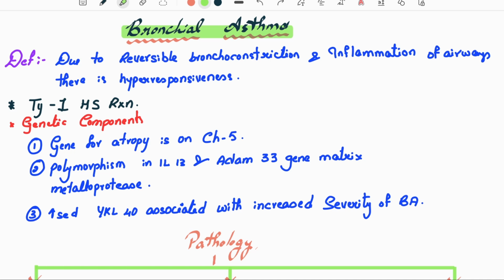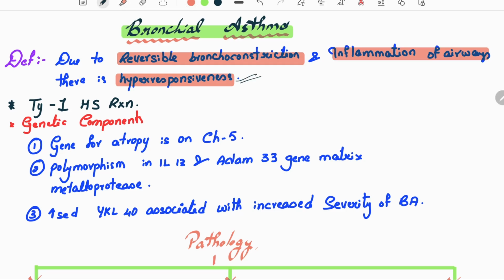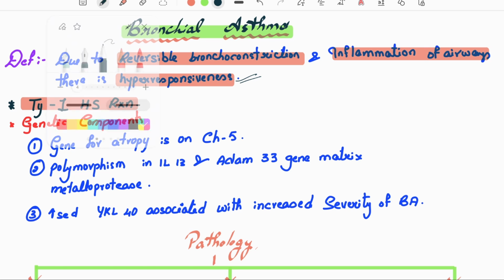The definition of bronchial asthma is any kind of reversible bronchoconstriction or inflammation of the airways, where there will be hyper responsiveness. Because of this hyper responsiveness, we get bronchial asthma. As it is hyper responsiveness, we can say that this is a type 1 hypersensitivity reaction, and the most important genetic components are three. Please do remember these.